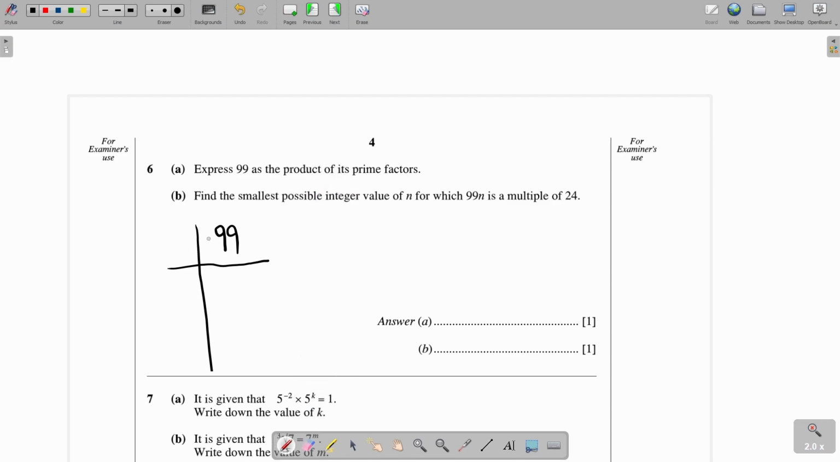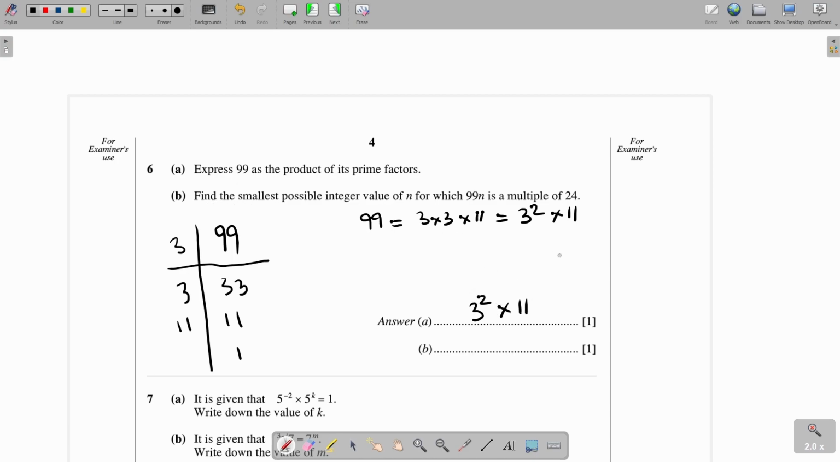So in practice, how I would do this is I place 99, and the first prime number this gets divided by is 3, so that makes 33. The next prime number this gets divided by is also 3, that makes it 11. 11 itself is a prime number, so 99 expressed as a product of its primes is 3 into 3 into 11, or simply 3 squared times 11. So that would be 3 squared times 11.